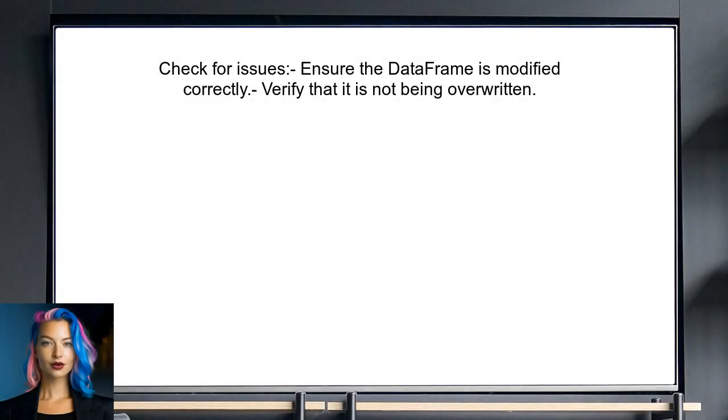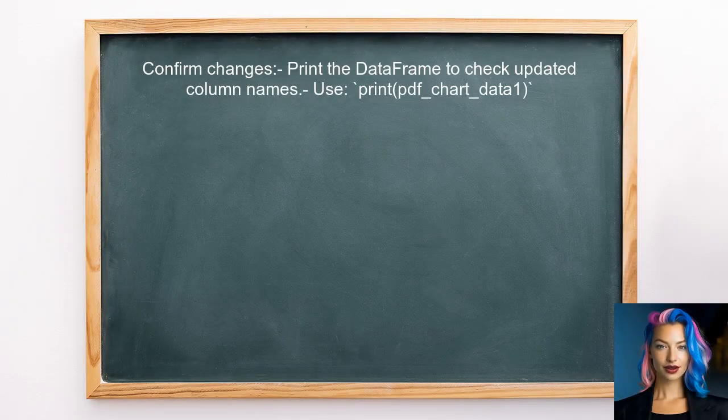If the user still encounters issues, they should check if the data frame is being modified correctly. It's important to ensure that the data frame is not being overwritten or altered unexpectedly. Finally, the user can print the data frame to confirm that the column names have been updated successfully. This will help verify that the changes have taken effect.